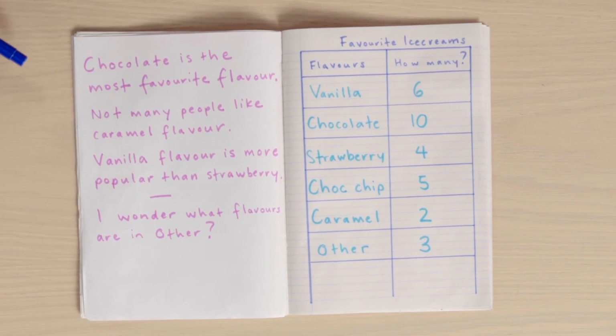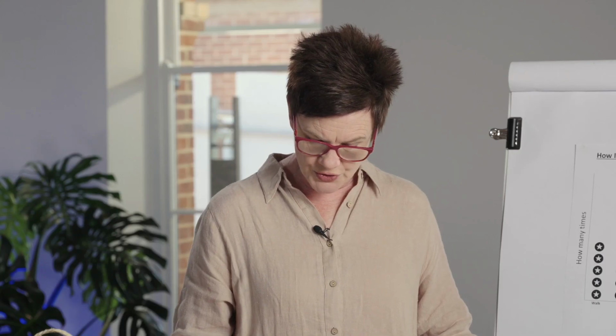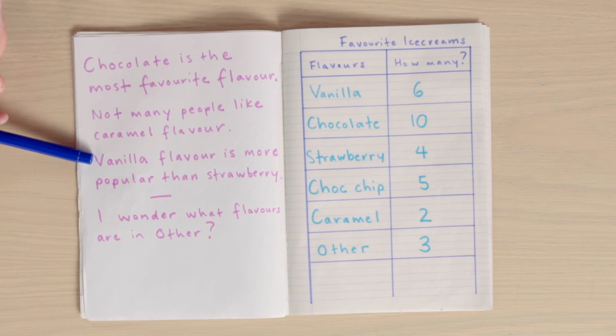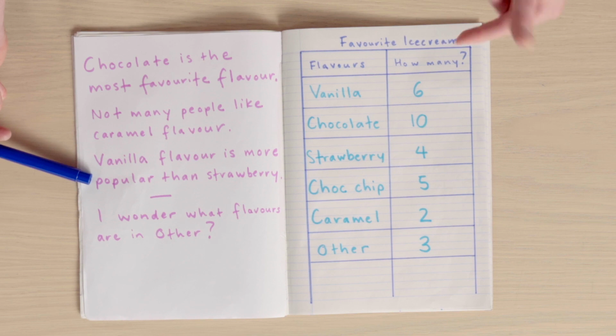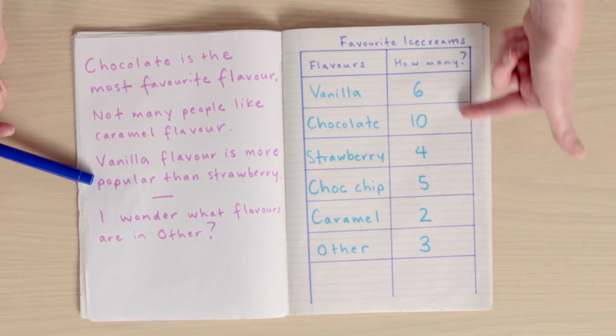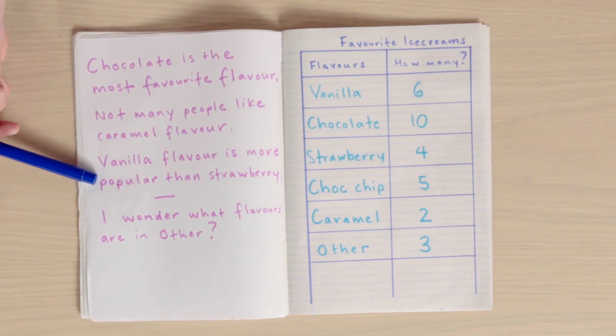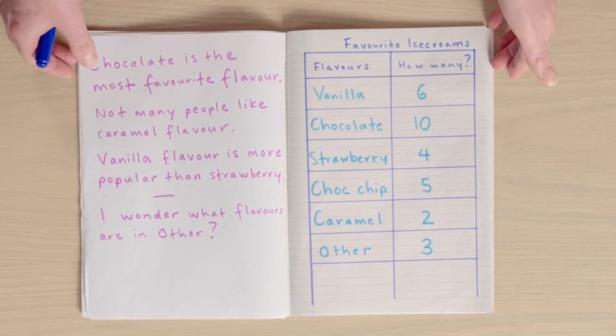Here's some statements. Chocolate is the most favourite flavour. Not many people like caramel flavour. A vanilla flavour is more popular than strawberry. And we can have a look at the numbers that tell us that as well, and by how many. Okay, so I hope you really enjoyed that learning and that's safely tucked away in your learning books.